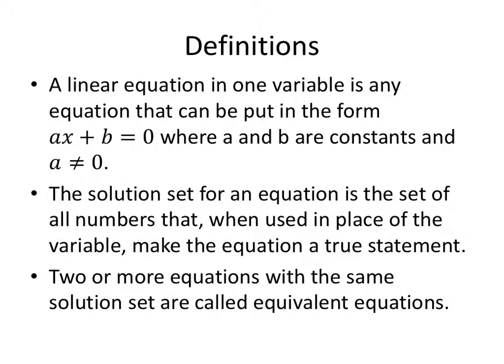A linear equation in one variable is any equation that can be put in the form ax plus b equals 0. So can be. It might look different along the way, but you could manipulate it in such a way that it looked like ax plus b equals 0. A and b are constants, x is our variable, and we cannot have an a value of 0 or else we have no variable. The solution set for an equation of this type is the set of all numbers that, when used in place of the variable, make the equation a true statement.